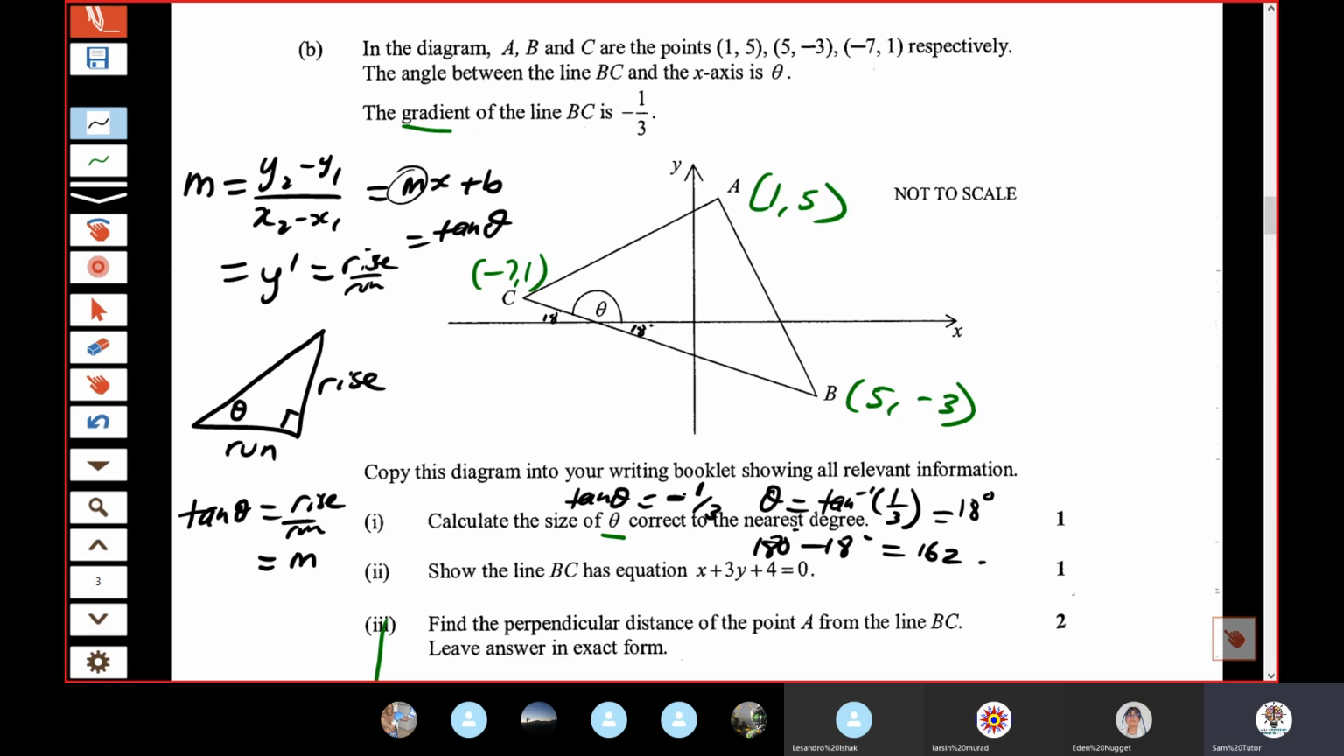Where is tan negative? S, what's S? 180? 180 minus 18 degrees is your straight line. 180 minus. So sine theta, when you're doing that, it's the same answer, 162 degrees. You don't do cos because obviously it's going to be too large for a triangle. So there you go. Same answer. Answer is 162.